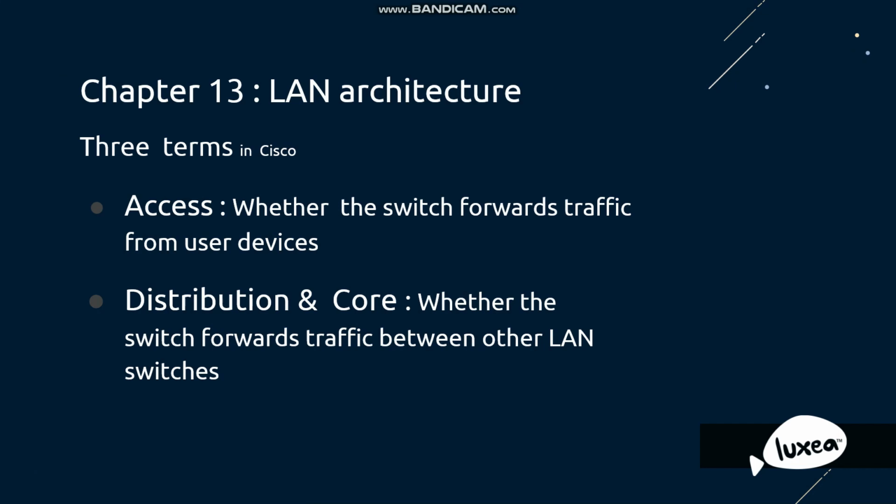At this moment, we should know that Cisco uses three terms to describe switches: access, distribution, and core. It depends on whether the switch forwards traffic from user devices on the LAN, which is access, or whether the switch forwards traffic between the LAN switches, which is distribution and core.